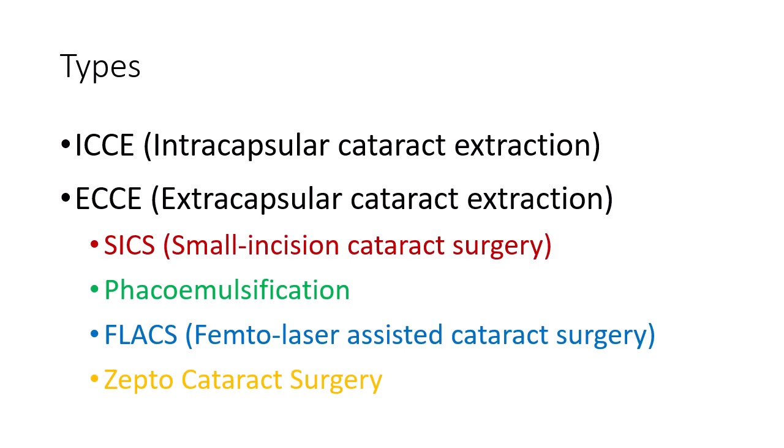Now, cataract surgery, as we know, is of the following types: ICCE, which is intracapsular cataract extraction, and ECCE. ECCE is further subdivided into small incision cataract surgery, phacoemulsification, and the newer ones include femtolaser assisted cataract surgery, and the latest kid on the block is zeptocataract surgery.